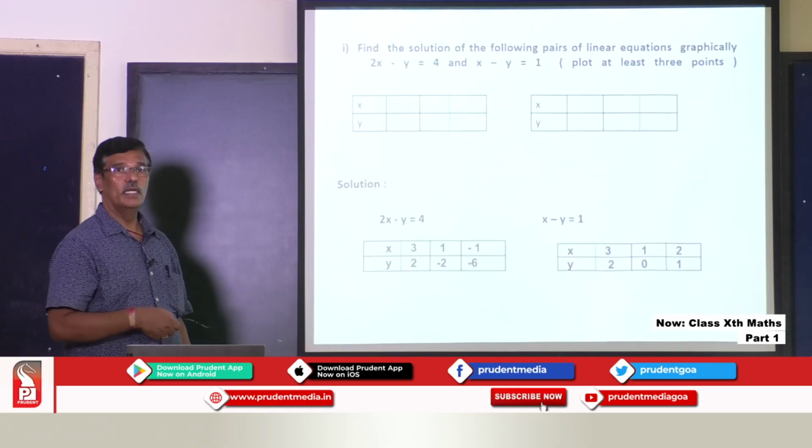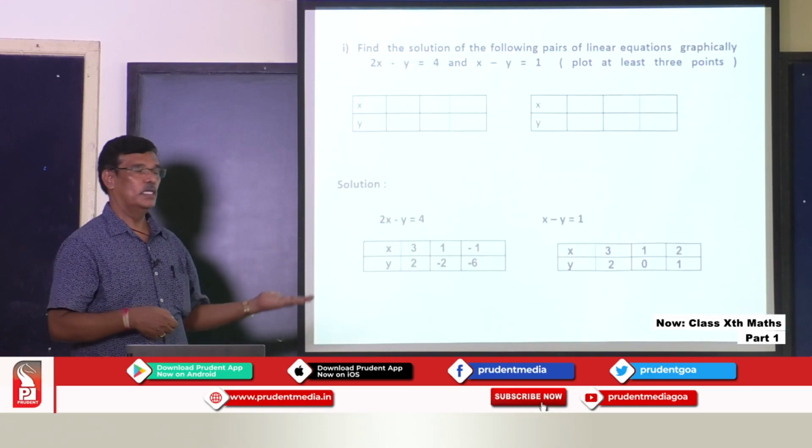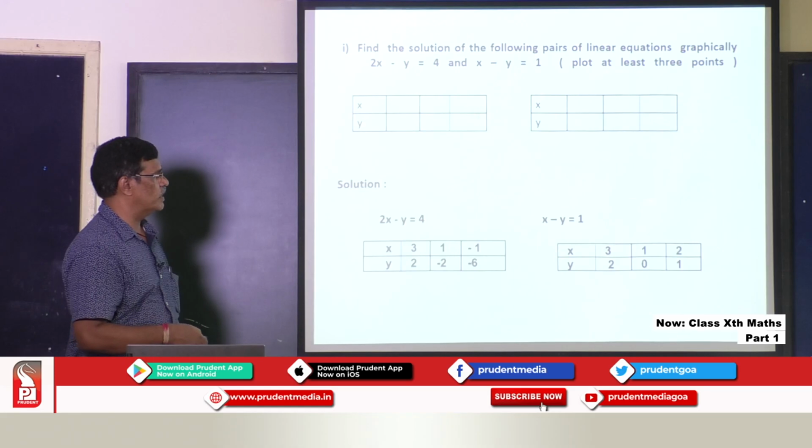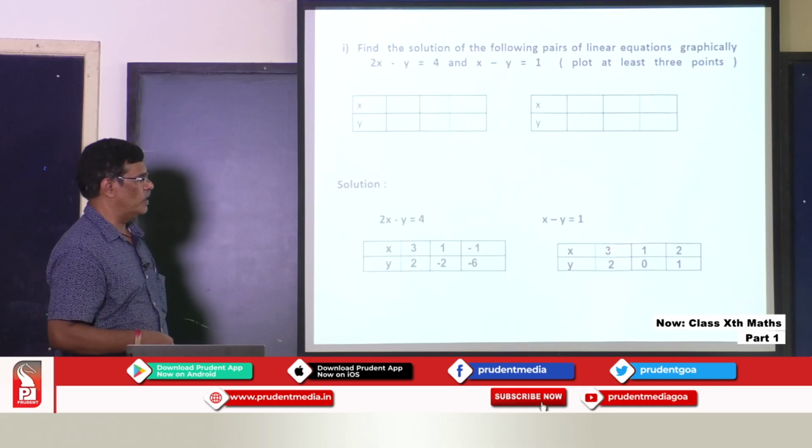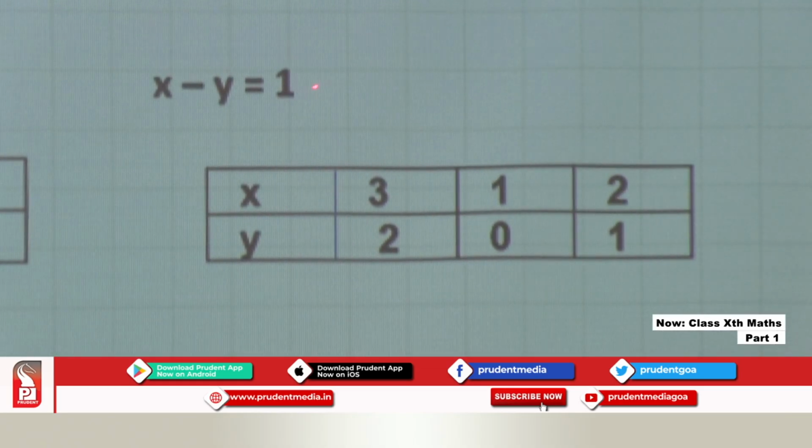Here we are learning linear equations in two variables. Now here the equation is very simple. It is x minus y is equal to 1. Again I have taken here value of x is 3 and value of y is 2, because 3 minus 2 is 1, right hand side I am getting.